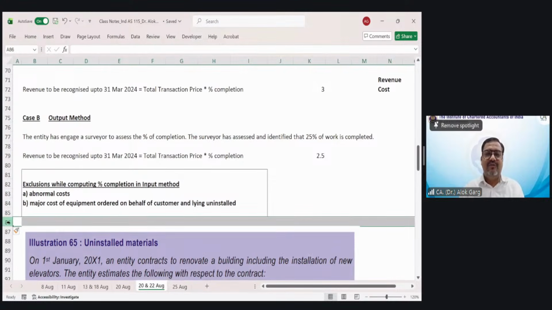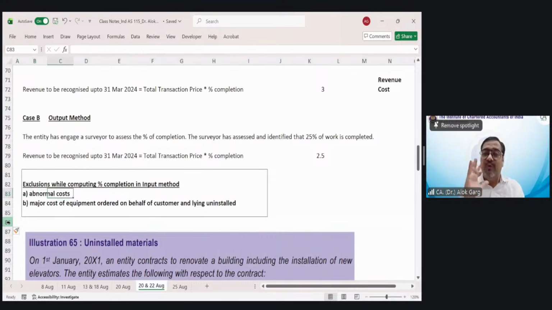क्या करना है? दोस्तों बताइए क्या करना है? You are required to exclude abnormal cost and you are required to exclude major cost of equipment ordered on behalf of the customer and lying uninstalled. For example, the contractor has started work in your premises. He put 5 lakh rupee of material and this material was stolen by thieves on day one. The total cost was 10 lakh rupee, 5 lakh rupee of material was stolen on day one by a thief. Can you say that 50% work has been completed?